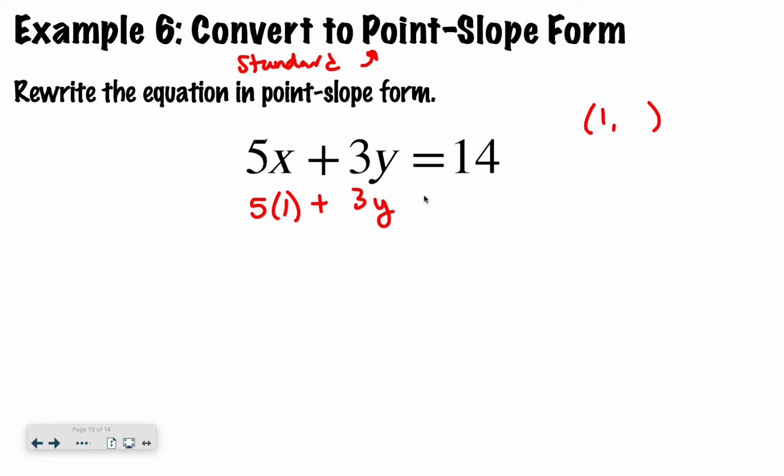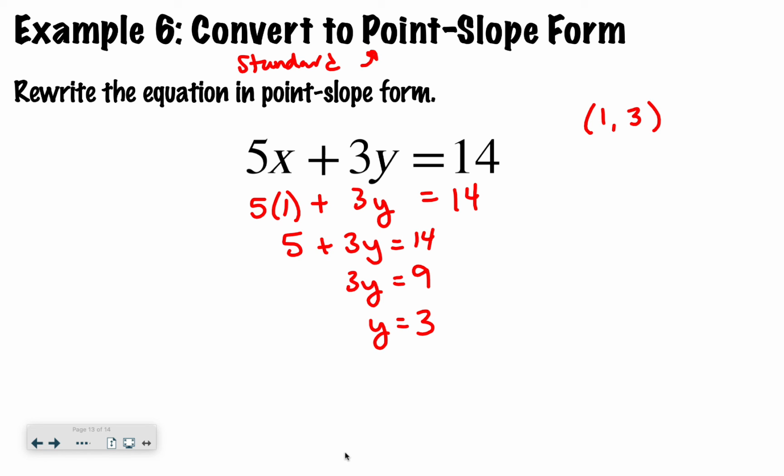So then I'd say 5 times 1 plus 3y equals 14. Or 5 plus 3y equals 14. If I subtract 5 from both sides, I'm left with 3y equals 9. And then if I divide 3 on both sides, I get y equals 3. So my ordered pair is 1, 3.